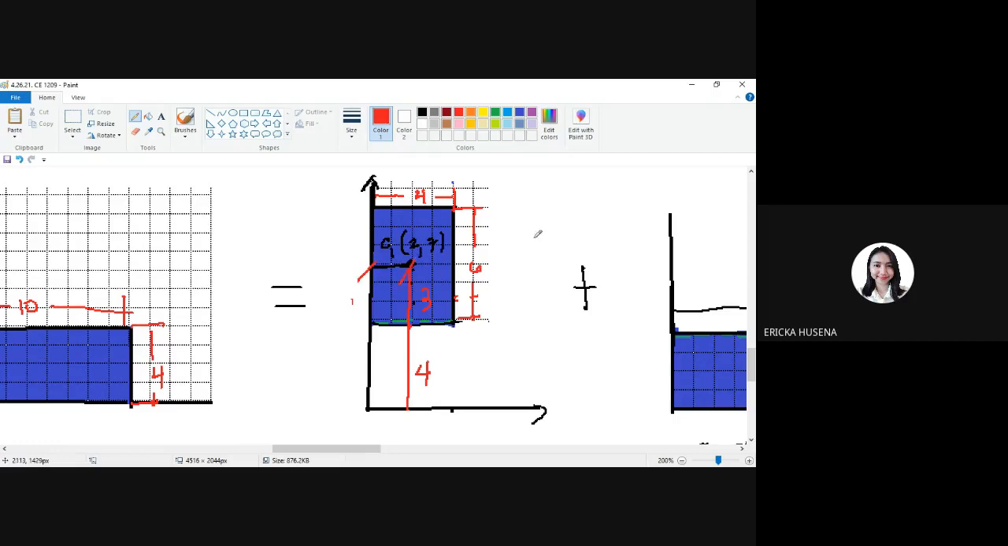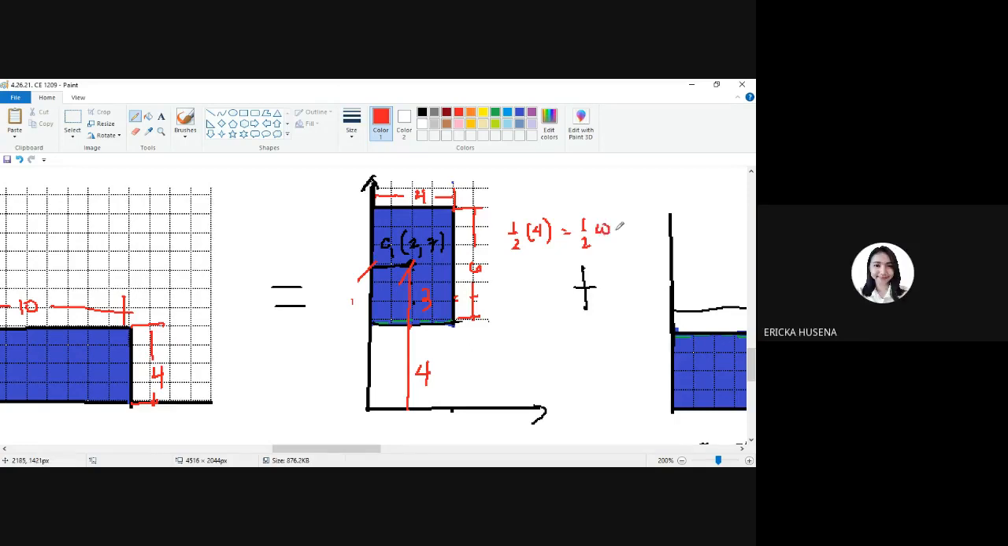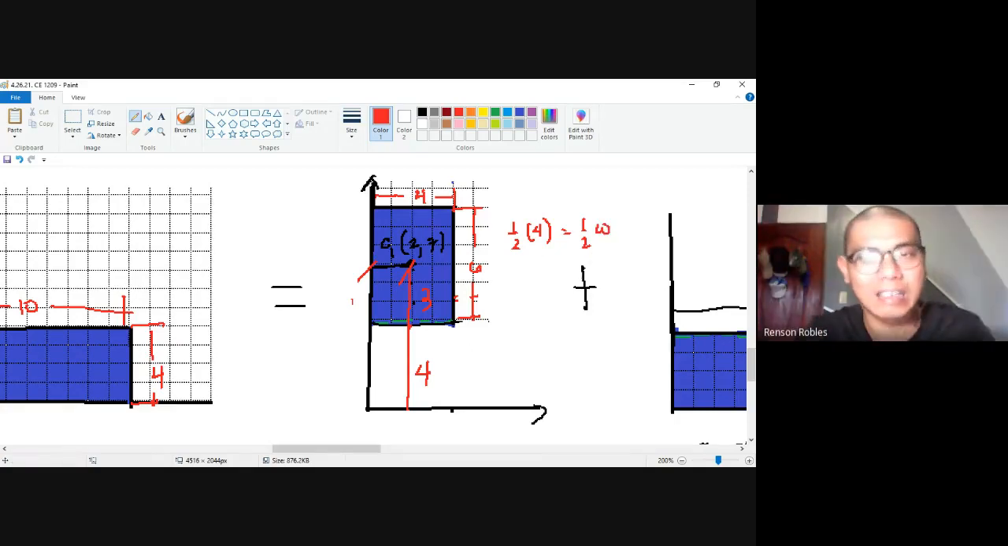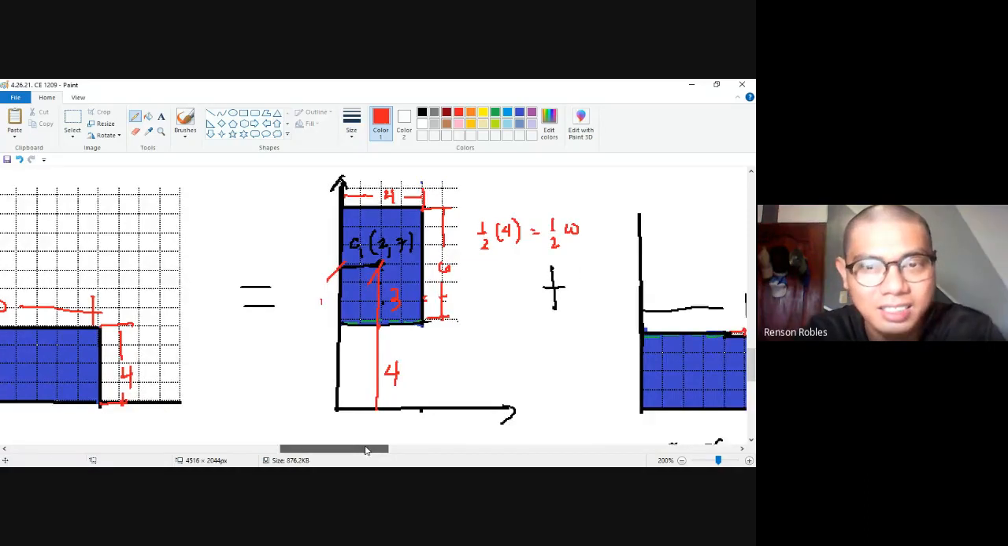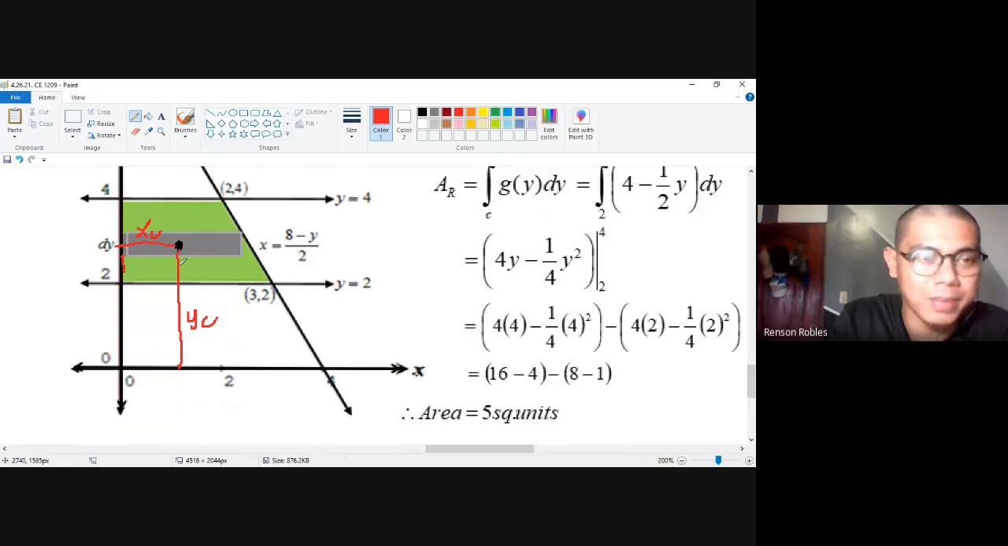Half po ng 4. Half ng what component of the rectangle? What side? Length, width? Width. Okay. Ibig sabihin, kalahati. And here, how do we measure the distance? Dito na lang pala, sorry. From here until here.